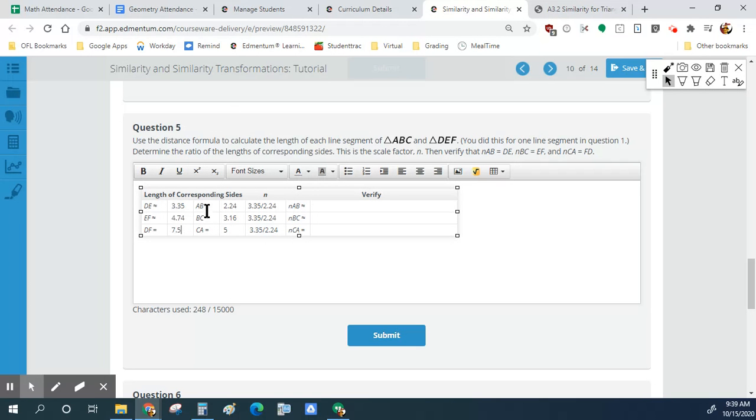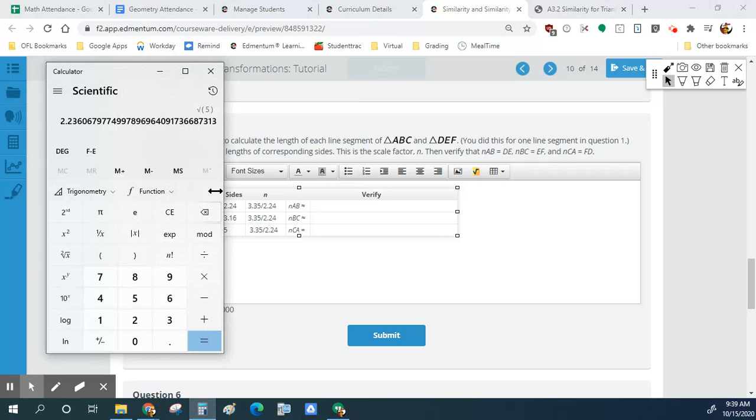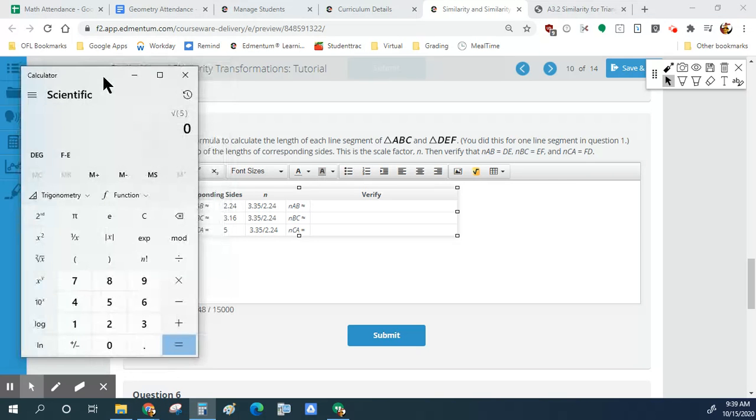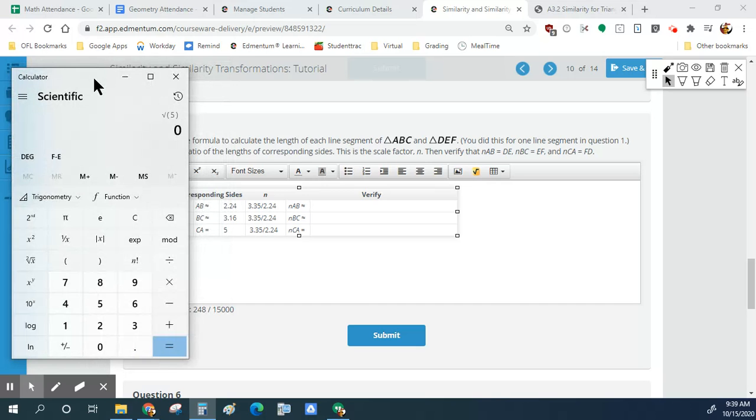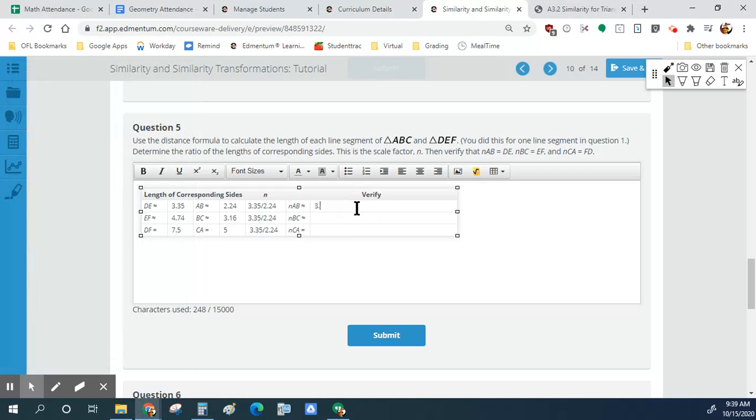So I'm going to want to multiply this A by this, and I should get the new one. So basically, this multiplication should equal this. So let's check this out. Since it's a fraction, what we're going to do is multiply and then divide. So if I do 3.35 divided by 2.24, I get this fraction. I'm going to multiply that by 2.24, and I do get my 3.35.